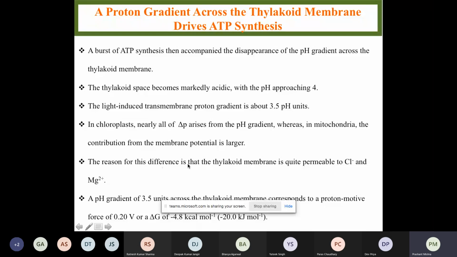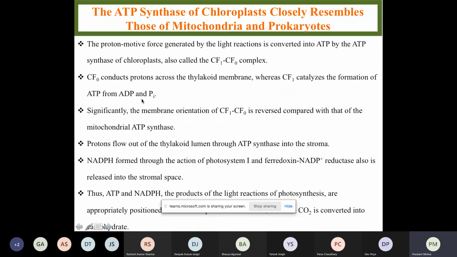And the difference you find here is because the thylakoid membrane is quite permeable to chloride and magnesium ion, and that is why you find that this difference occurs between the oxidative phosphorylation and photophosphorylation. Now, coming to the ATP synthesis, I don't have to explain much because you already know the story that when proton re-enters inside the mitochondria, it is happening. The only difference is that here the ATP synthase mechanism is slightly different. The orientation is different. So that is the part I'm going to show you.